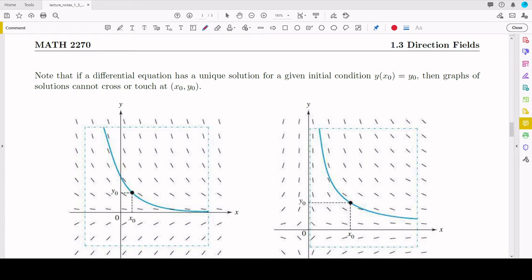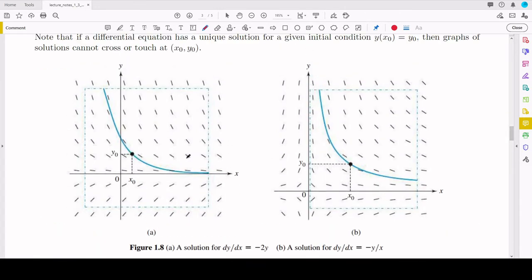Now, one thing to note is that if a differential equation has a unique solution for a given initial condition, y of x naught equals y naught, then the graphs of the solutions cannot cross or touch at x naught, y naught.